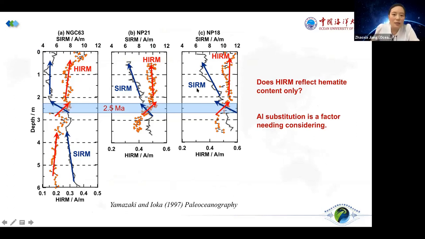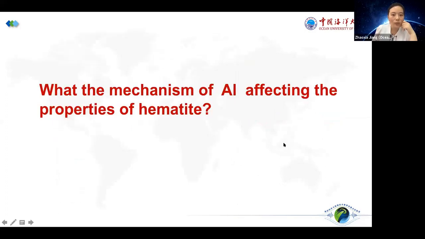So based on this analysis, we can see that if alumina has such a great influence on the magnetic properties of hematite, does the HIRM really reflect the hematite content? Maybe we have to pay attention to this question. Maybe alumina substitution should be considered when using these parameters for the hematite concentration. So, what's the mechanism of alumina affecting the properties of hematite?